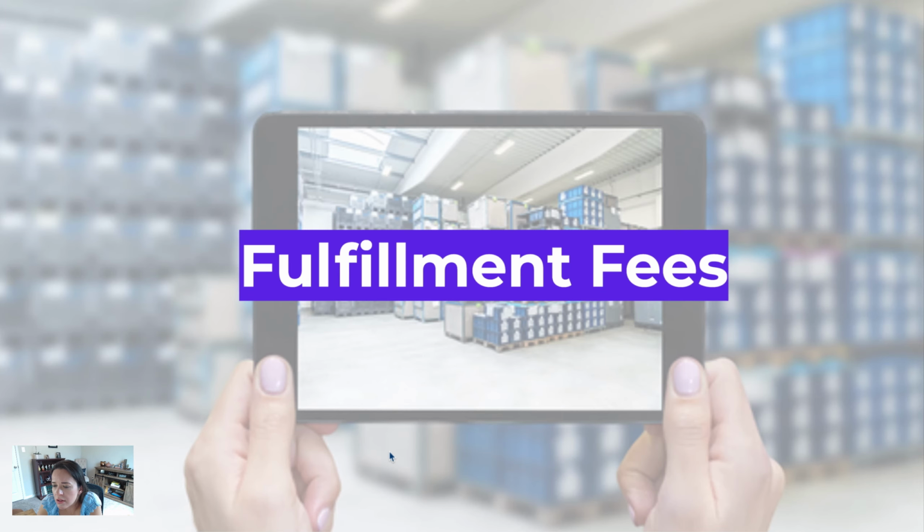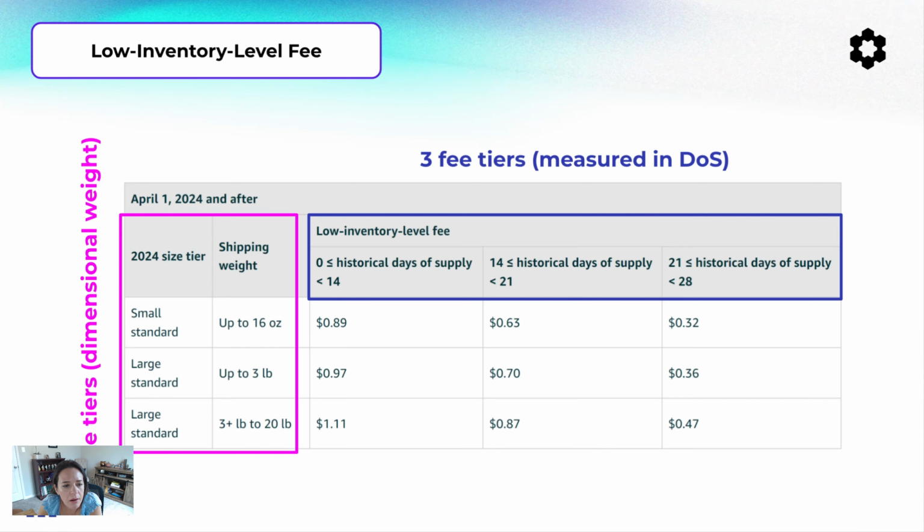I wanted to just quickly go through this. We don't have to talk too much about it unless it's something that's of interest to you. But there is the low inventory level fee, and I'm just making people aware of it. Keeping your inventory above 28 days of historical supply is important. And this is just the chart that shows what the fees are going to be.